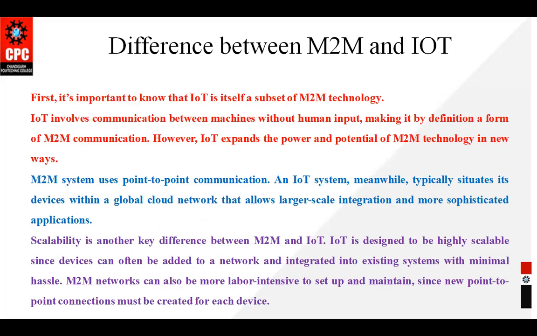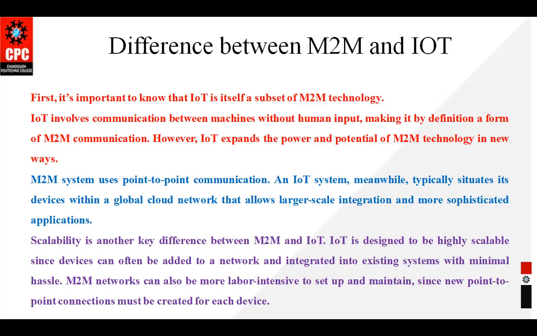First, IoT is not only the successor of M2M, but IoT is actually a subset of M2M technology. IoT involves communication between machines without human input, making it by definition a form of M2M. However, IoT is responsible for broadening the scope of M2M technology. M2M was only confined to two devices communicating with each other. Now, IoT is a broader term that has made it possible for different devices to connect across the network and communicate with each other.